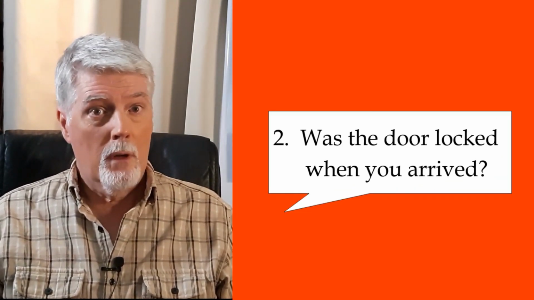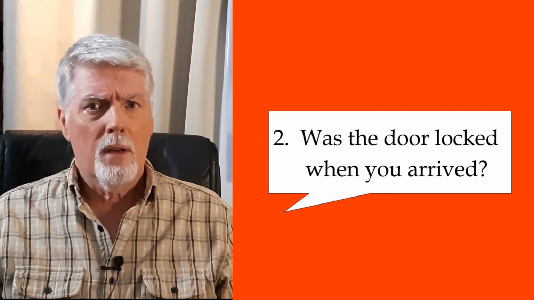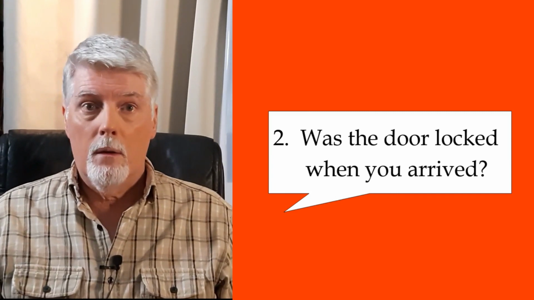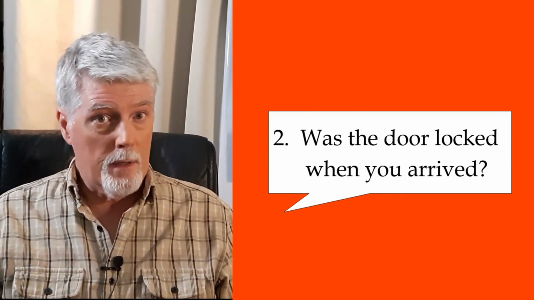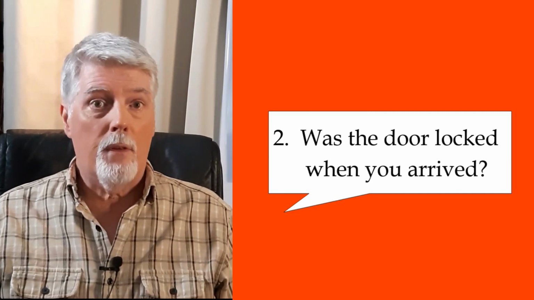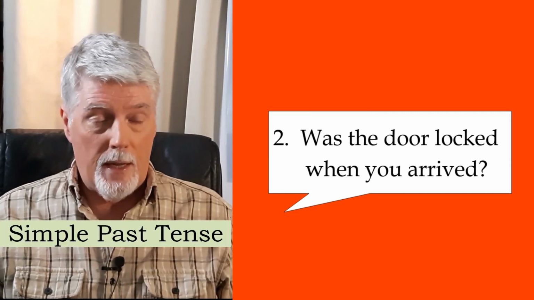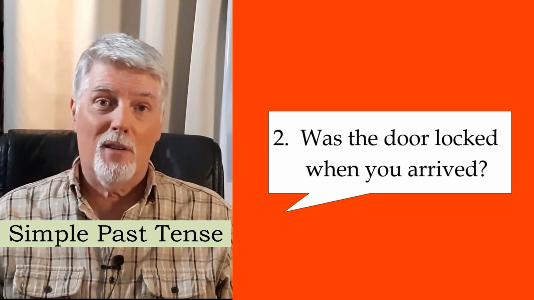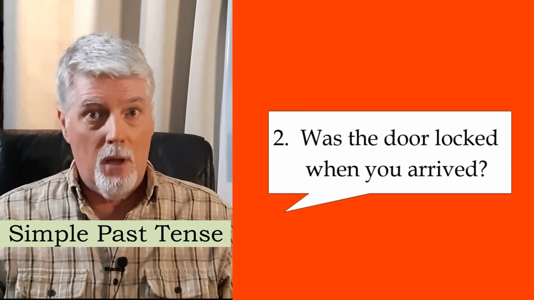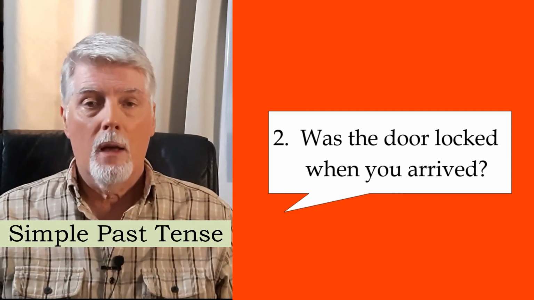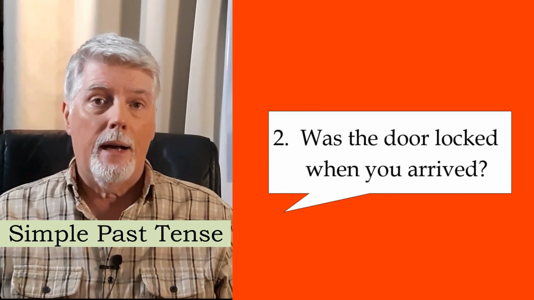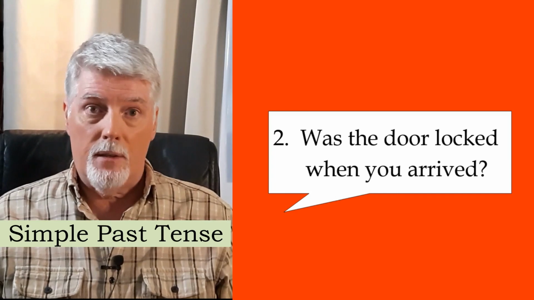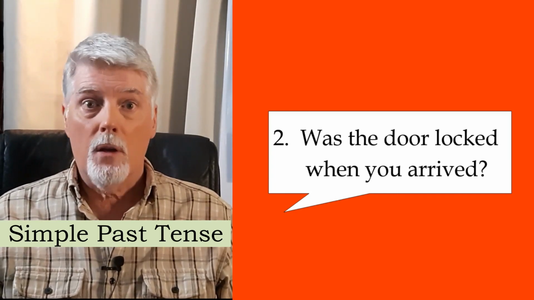Number 2. Was the door locked when you arrived? Repeat. This time we have was because it is the third person singular of the verb to be in the simple past tense, and it's used with he, she, or it. And in this situation, the door is the it. Then we have the word locked, and locked is the opposite of unlocked or open, and it is an adjective in this sentence. So was the door locked when you arrived?